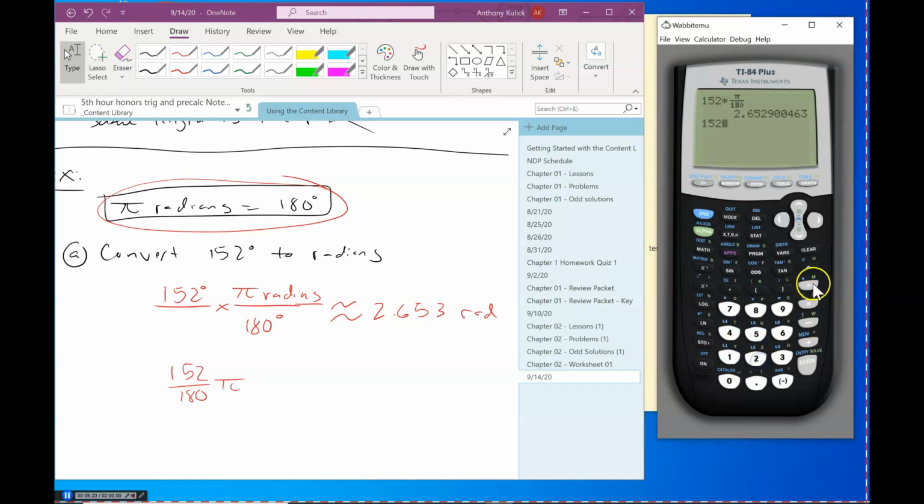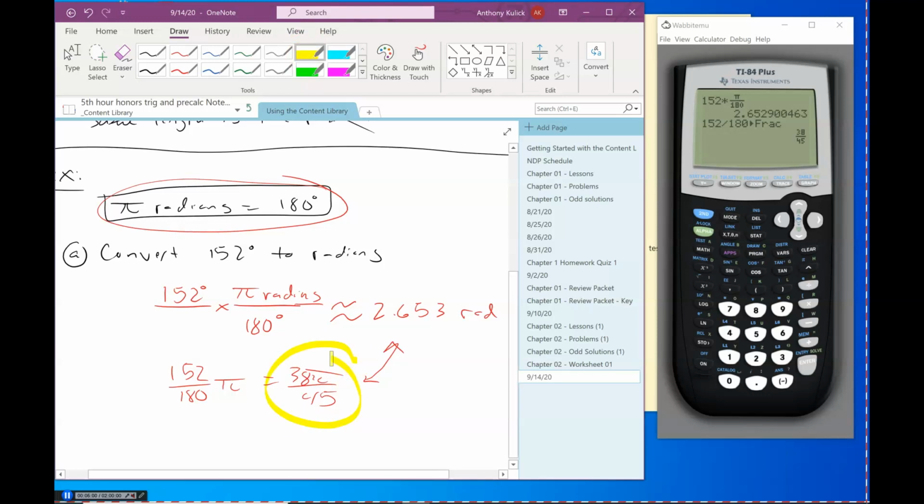If I do 152 divided by 180, and I press the math button and choose the fraction command, it'll give that as 38 over 45. So you can just write that as 38 pi over 45. If the directions don't stipulate the form that we're looking for, either would be appropriate. Although if we're asking for an exact answer, this is what I'd expect to get. So exact means that you haven't rounded anything anywhere. Is everybody okay with that idea? Okay.